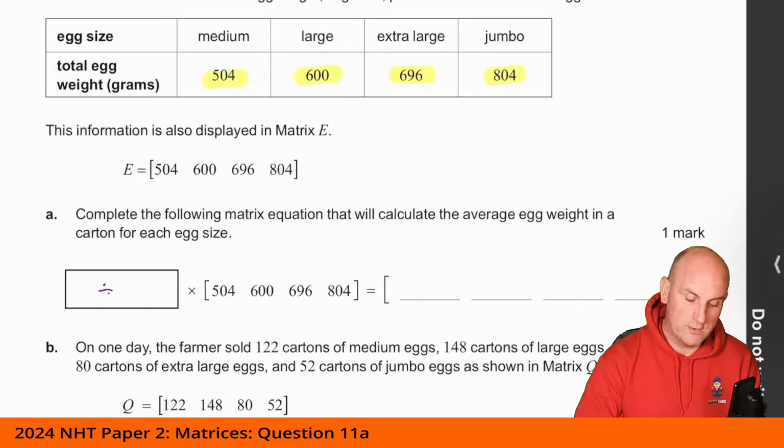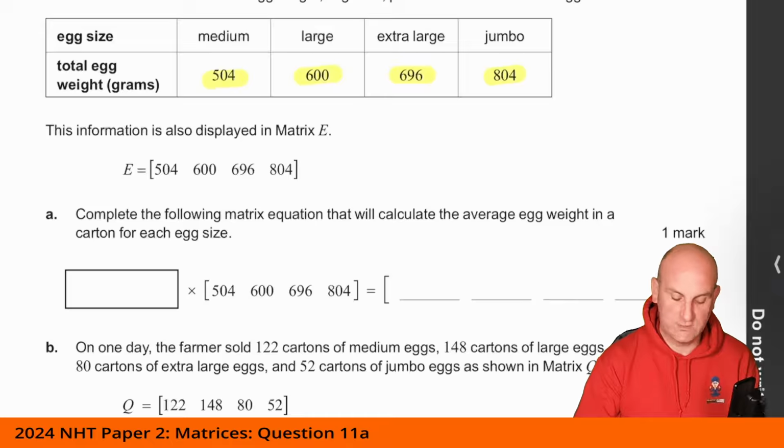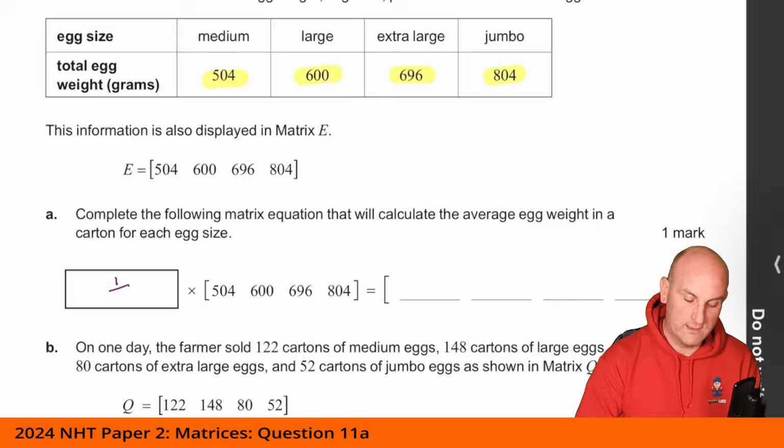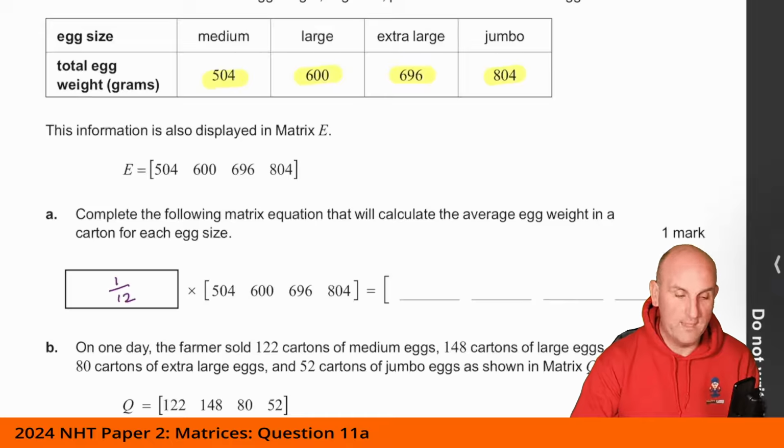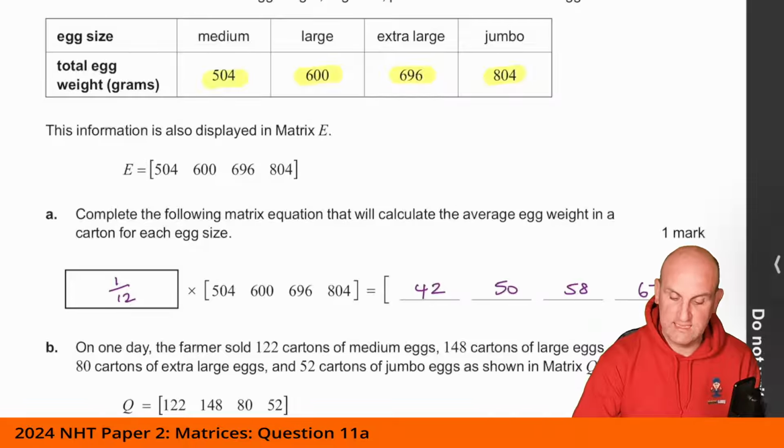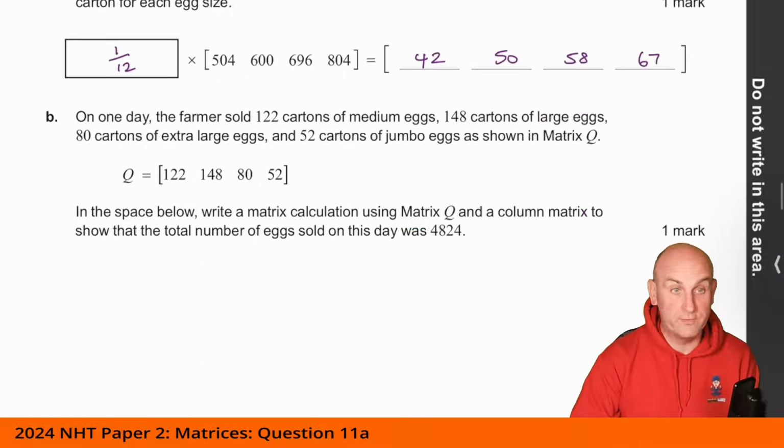So you could argue that you'd write divide by 12 here, but mathematically, no, because you actually have to write a matrix equation. So that would therefore be 1 on 12. And when you put that into your calculator, and I'm not going to bore you with that, that gives you 42, 50, 58, and 67. All right, so there we go. 1 mark for both of those.